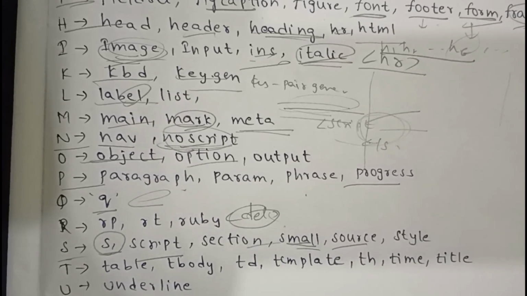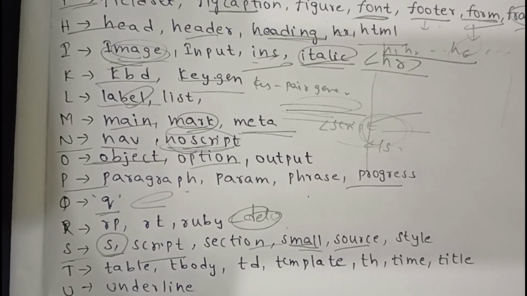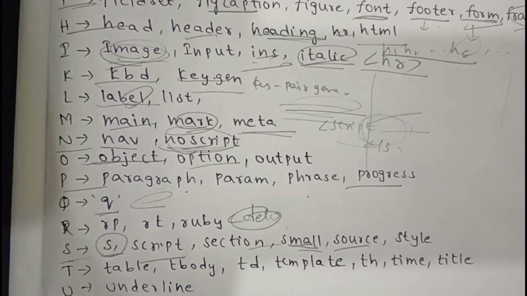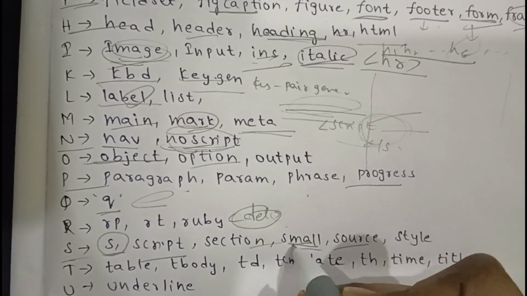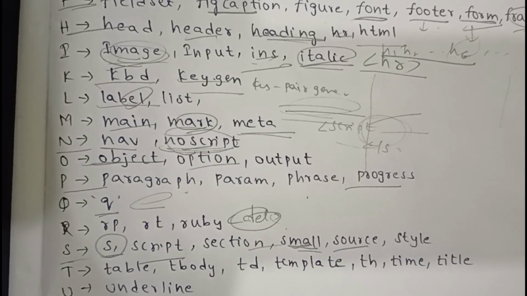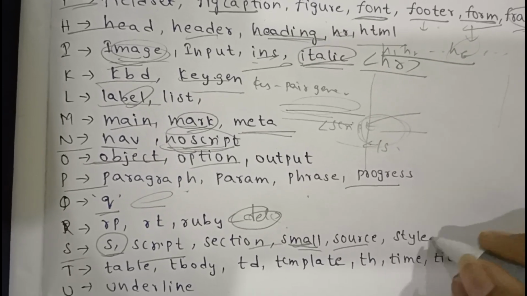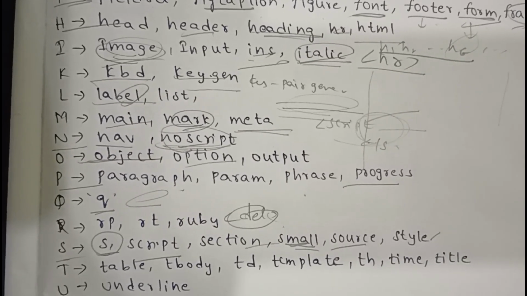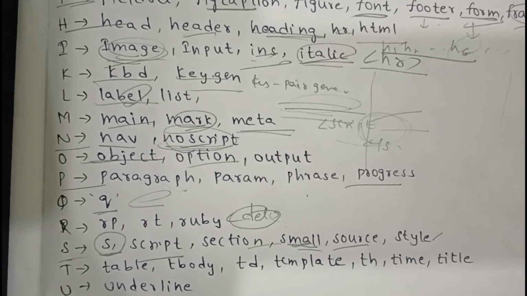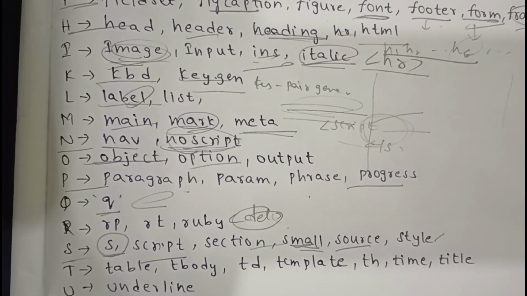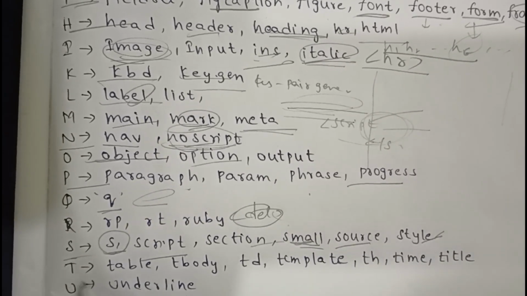Next, small. The small tag in HTML is used to set font sizes. It decreases the font size. Source tag is used to attach multimedia files like audio, video, and pictures. Next, style. What is style? It is used to style the HTML and helps us design the page. This is the style.